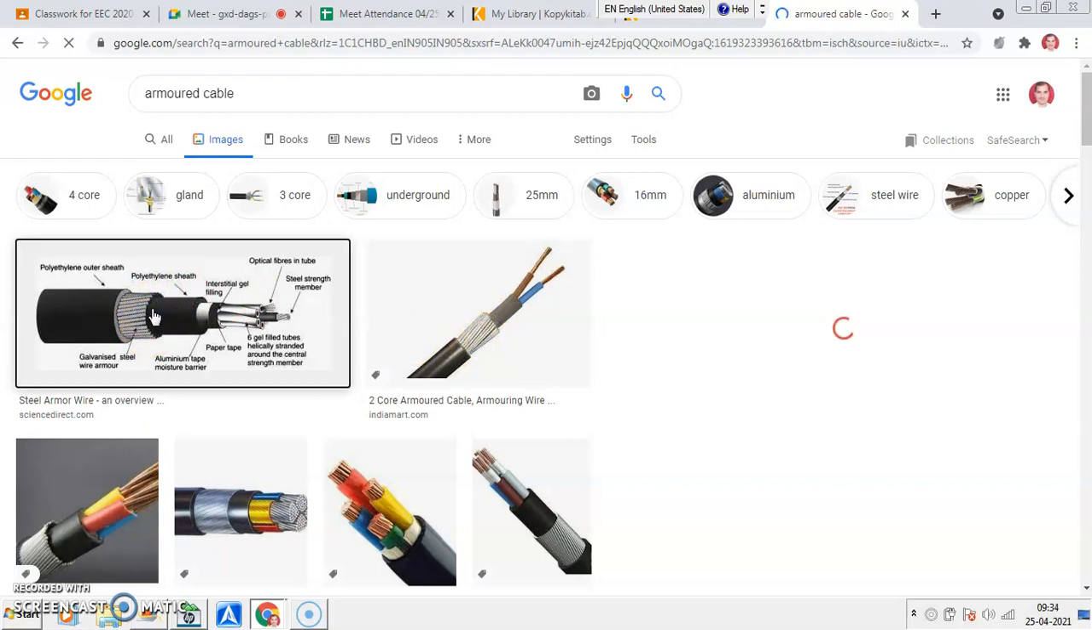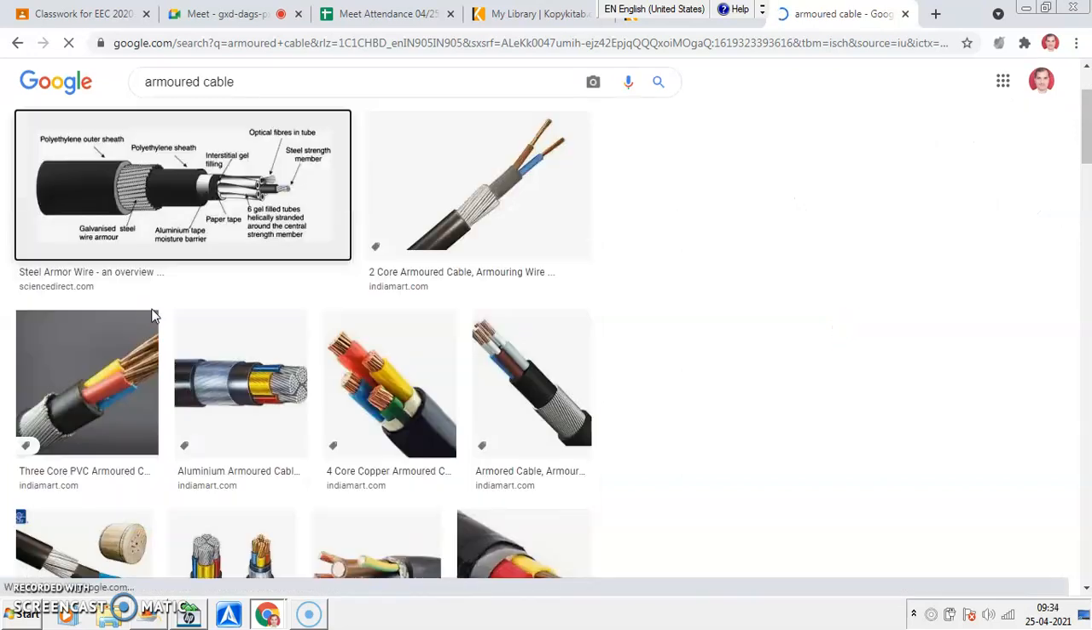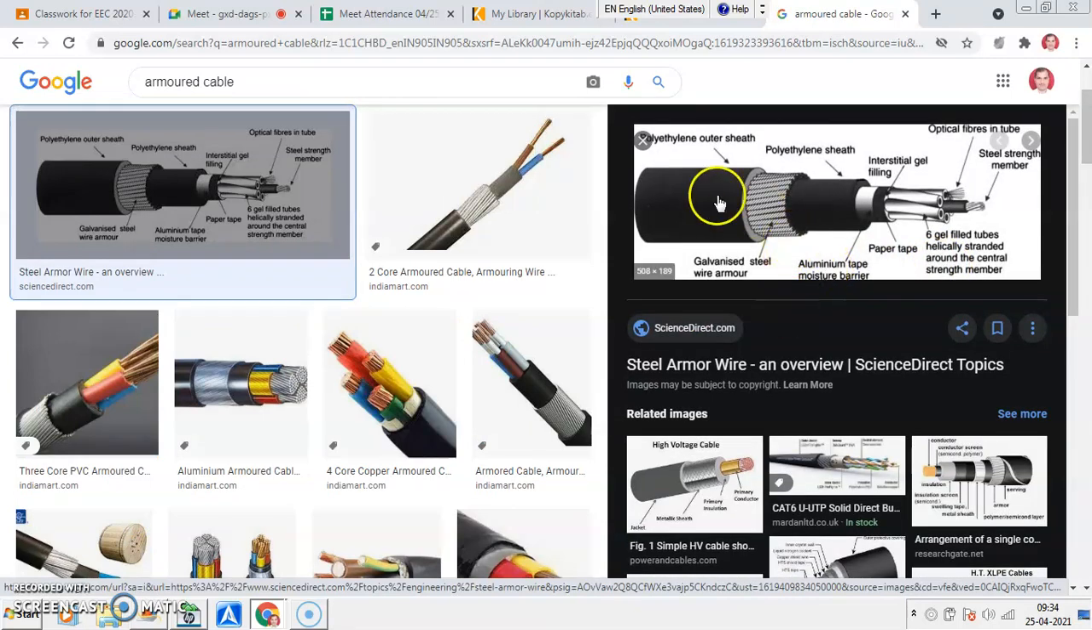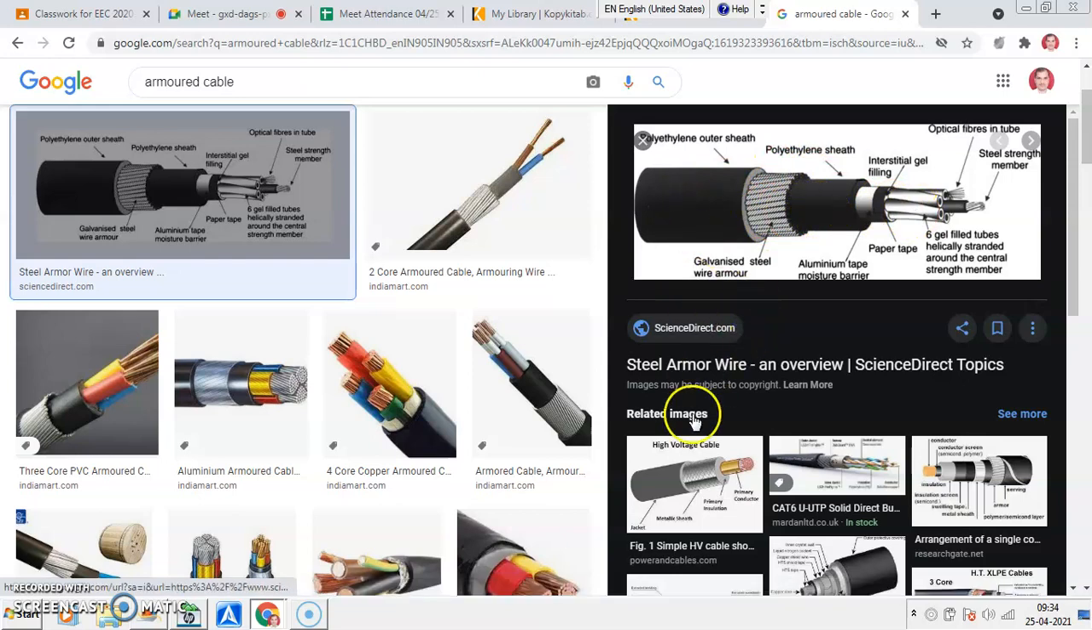Construction of cable. You have studied already the construction of cable. So here you can see these are the conductors. Then paper insulator, then the industrial gel filling, polysheath insulator, and this is a galvanized steel armor. Okay. So the purpose of armoring is only to increase the mechanical strength of this cable. Such types of armored cables, you may have different cables.